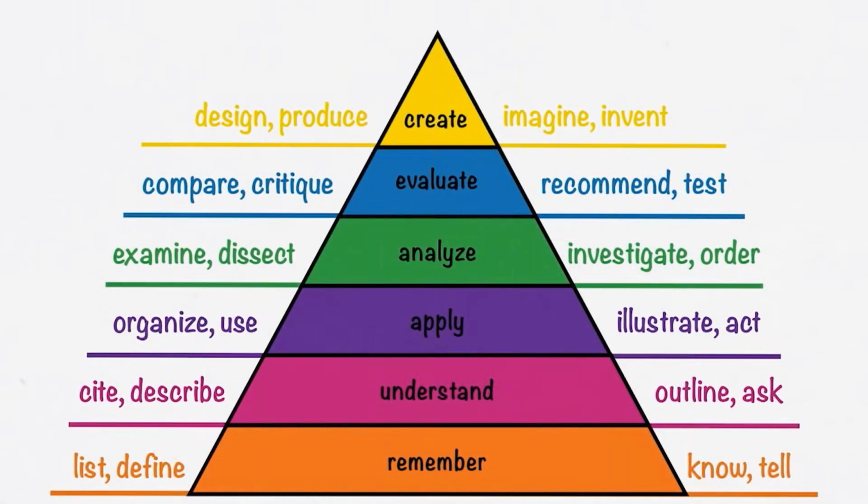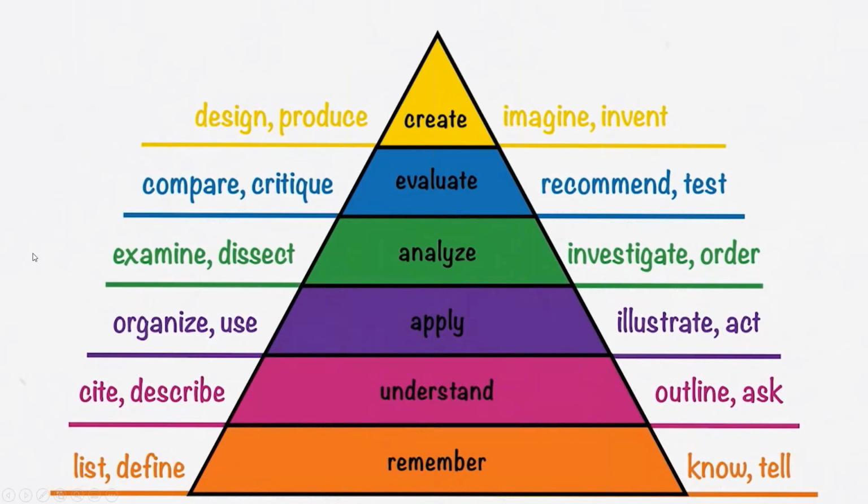And people have used all kinds of verbs. You can go on Google and you can search for Bloom's taxonomy verbs, and you're going to have lists and lists of different verbs, such as telling and defining. I don't like this verb know, by the way, but outline, describing, I love those verbs. Organizing, illustrating, acting, investigating, critiquing is great. Compare and contrast is one I always go back to. And then producing and designing and inventing.